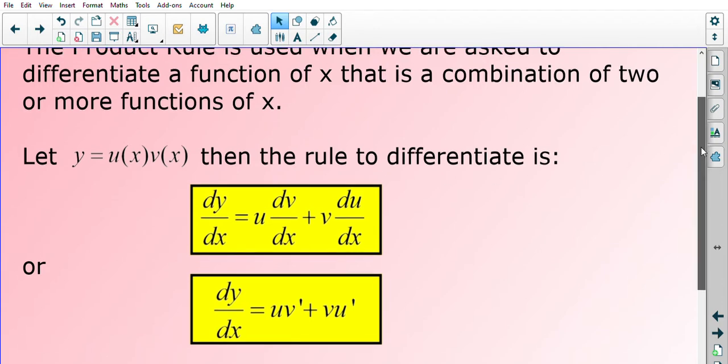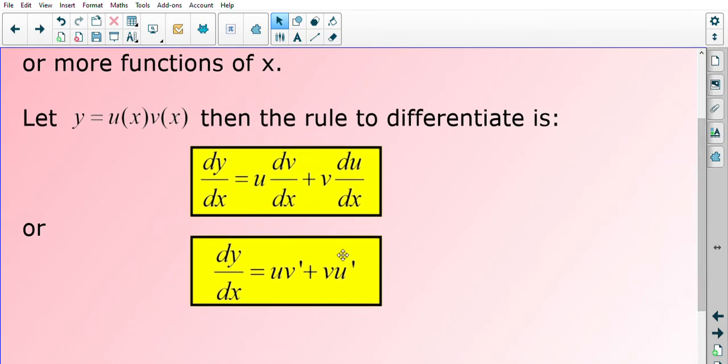An alternative, quicker way to write this, so if I want to write dy by dx, then it'll be u multiplied by v prime, so v differentiated, plus v multiplied by u prime, okay, so it's uv prime plus vu prime. Okay, so that's just another way to write it. The two formulas are exactly the same, just different notation. At the start I would encourage you to use the first formula to get really familiar with it, but once you get familiar, you'll likely quicken it up by using this formula here.